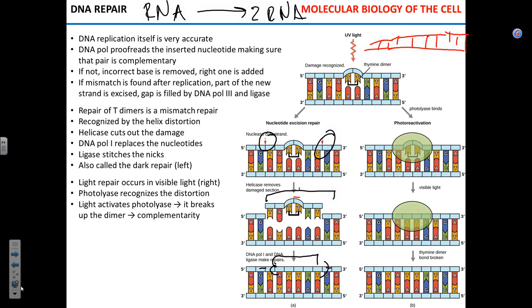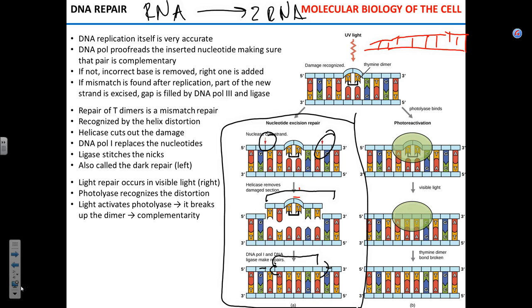Now, that process, the repair by the excision, happens in the dark. The photoreactivation happens when the light is present, and that's more frequent for UV light, because when are you getting exposed to UV light? When you're outside, when you are under the sun, so it's light.